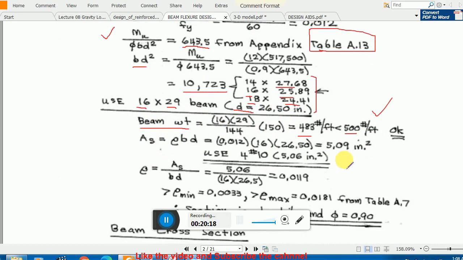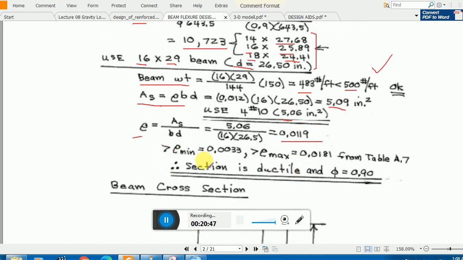Clear? Now again I have to find out my area of steel, that is nothing but rho times b d. Rho is already calculated, b d is already fixed, and my steel area is this much. Now let's say I'm using 4 number 10 bars, so it gives me 4.06 square inch. Again I recalculate my rho value because I needed this much and I'm providing this much, so my rho will be changed now. This is 0.0119, and it is greater than rho minimum.